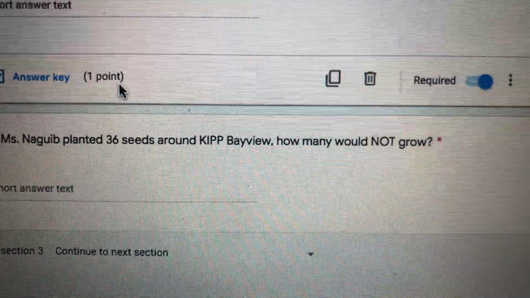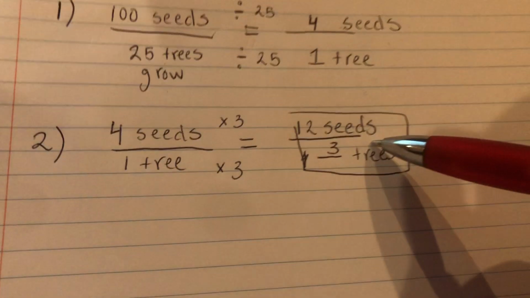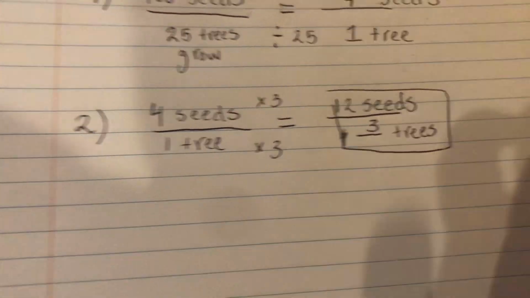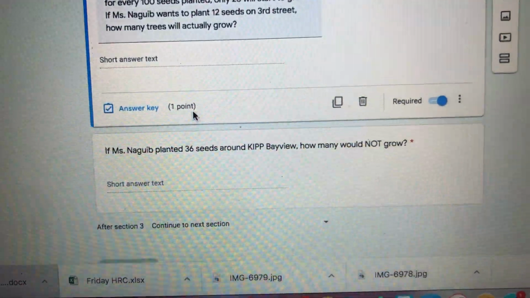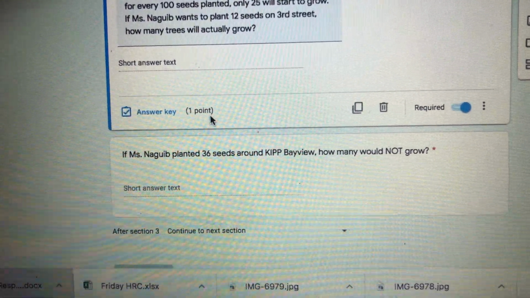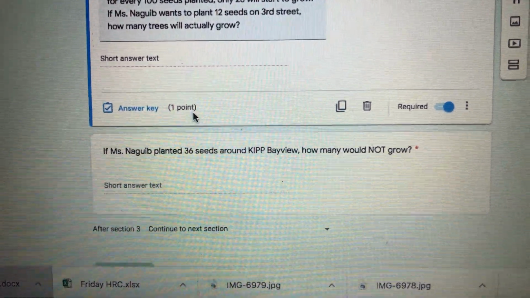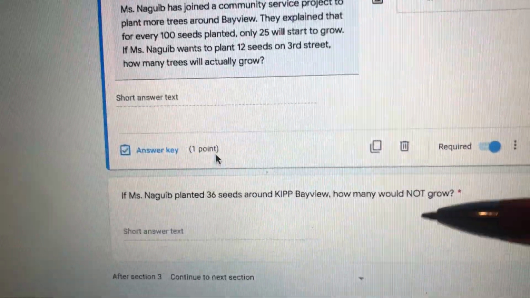So we figured out that for 12 seeds, it's 3 trees, right? We answered the question. Now we're going to put part B right here. And part B is saying, if Miss Nagy planted 36 seeds around Bayview, how many would not grow? So emphasis on the not.